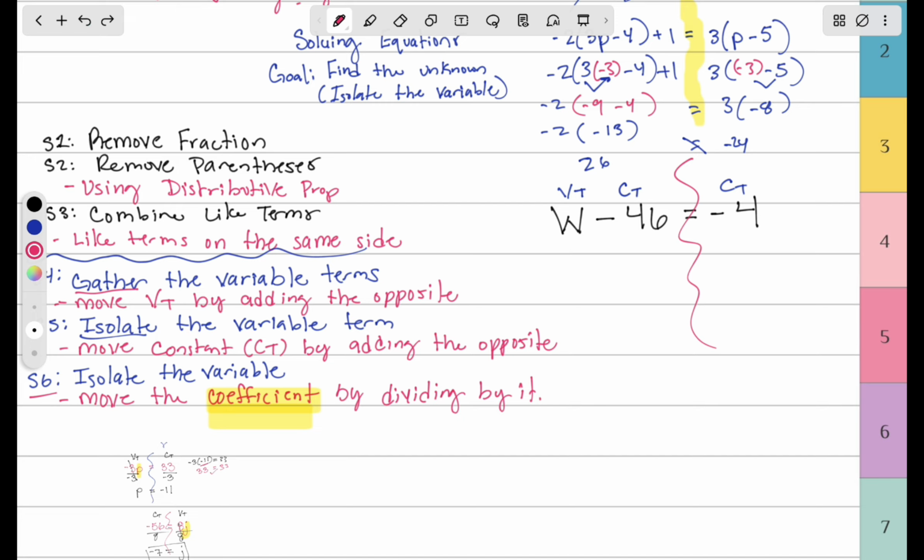Rule 5. It says isolate the variable term. Can we do this one though? We can. What does isolate mean? Get it by itself. Who's over there with the variable term? There's a negative 46 on the same side as my variable term. So I have to move that 46. Don't mess with this one. I'm trying to get W by herself so she can talk to me. Don't put nobody else over here.